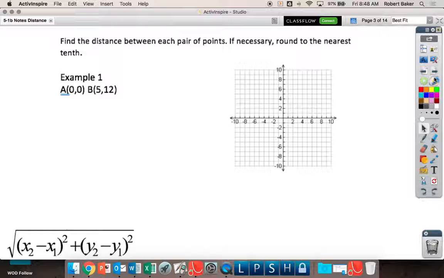So we have the distance formula down here, and it's our job to fill that out correctly. So just like we did with slope, you can identify your x1 and y1. Your x2 and your y2.